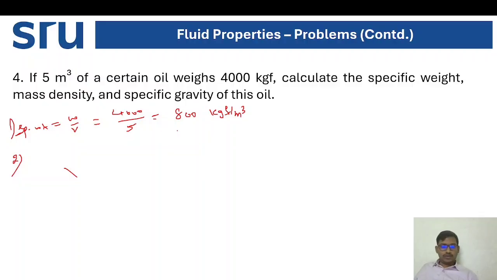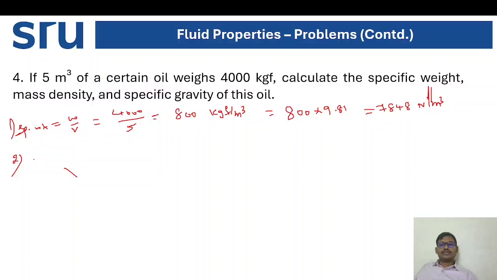If you want to convert kgf per meter cube into Newton per meter cube, just multiply with 9.81, that is equal to 800 into 9.81, that is equal to 7848 Newton per meter cube. That's it.